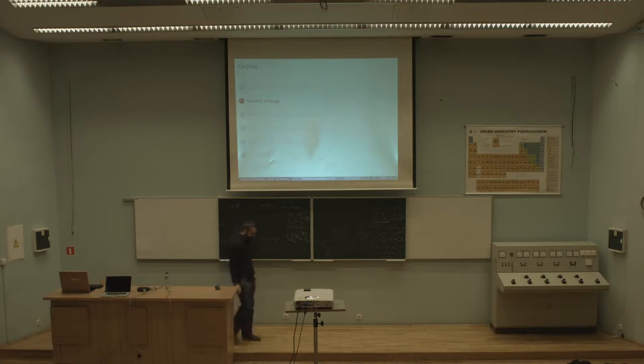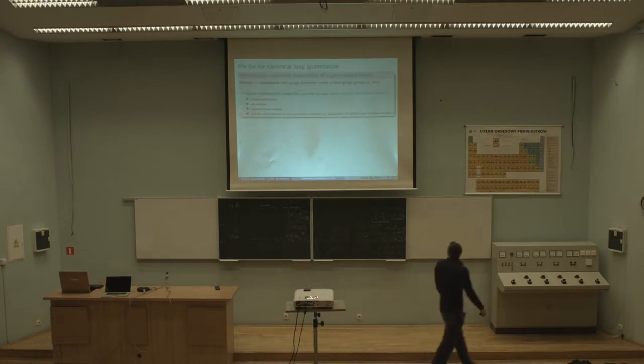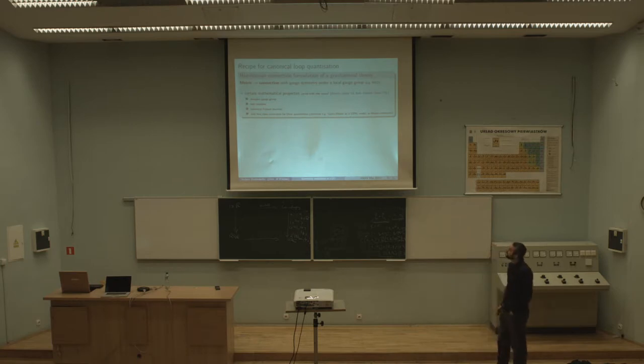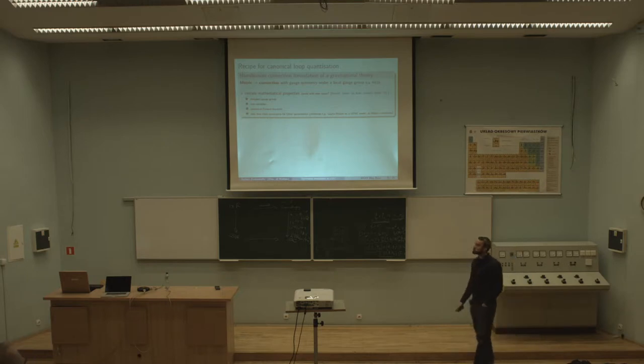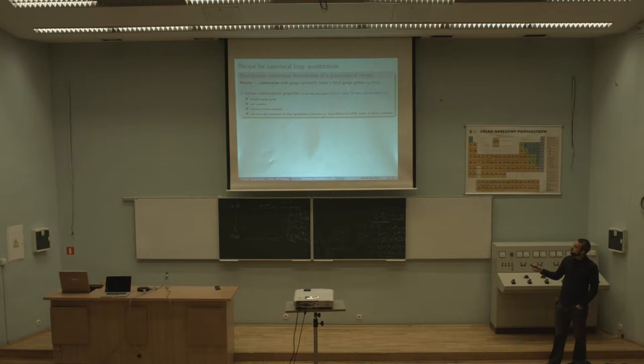So let's then start by recalling the general strategy of what we're going to do here. First of all, let me specify the rules of the game. We're working here in the context of canonical loop quantum gravity. We've heard about different approaches before, about group field theory and spin foam models. Here we're doing a Hamiltonian formulation of general relativity, and we quantize using the standard rules of quantum mechanics.